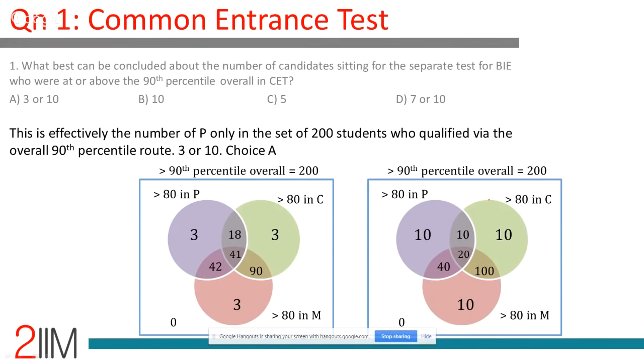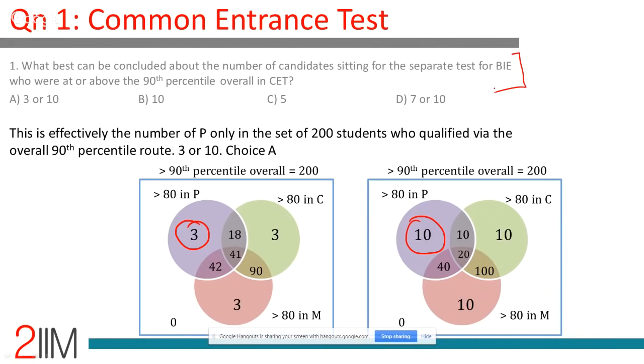What best can be concluded about the number of candidates sitting for the separate test for BIE who were at or above the 90th percentile overall in CET? In this category, the only guys who will write BIE are the ones who got above 80th percentile in P, but not in one more beyond P. If they've got more than 80th percentile in two of the three, then they'll write AET. They're not writing AET. They're writing the separate exam for BIE. They should have got above 80th percentile in P, but not in C or M. Effectively, this question is saying, give me the number sitting inside P only in your Venn diagrams. P only could be 3, P only could be 10. Very simple question, but incredibly trickily worded.